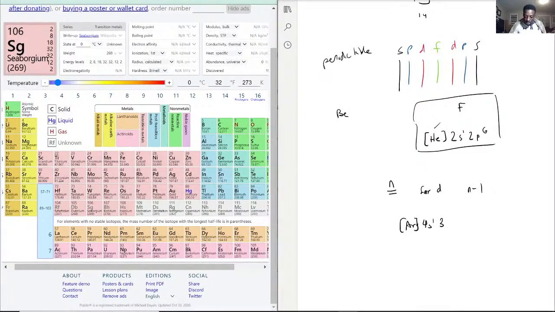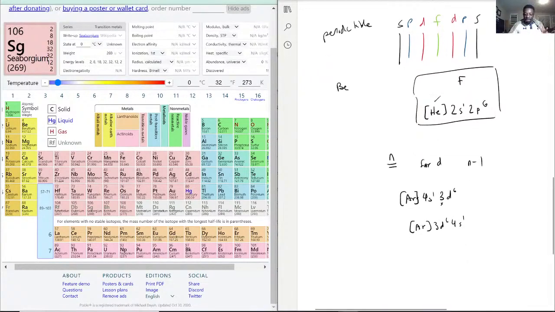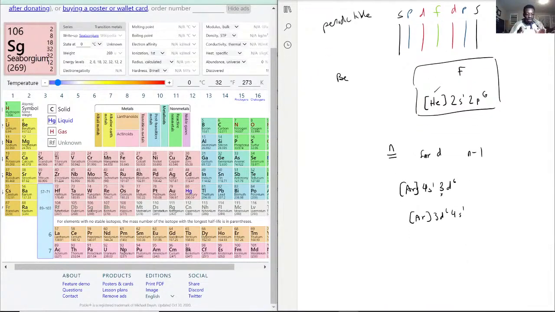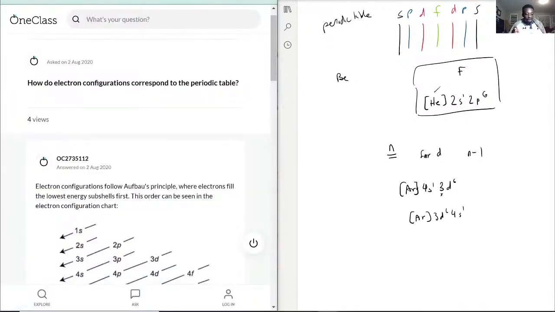So 3d6. And what this actually prefers is that because this is the lower number, technically the way to write it, you always want to start with the lowest number first. So the proper way would be argon 3d6 4s1. And the reason why it's 3 is because remember for the D rows, you want to subtract by 1. So that's what the D shell refers to there.